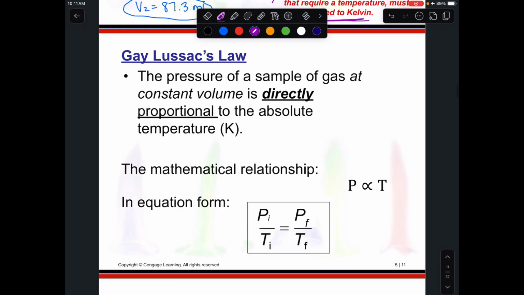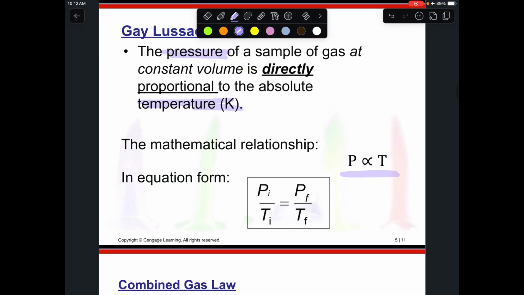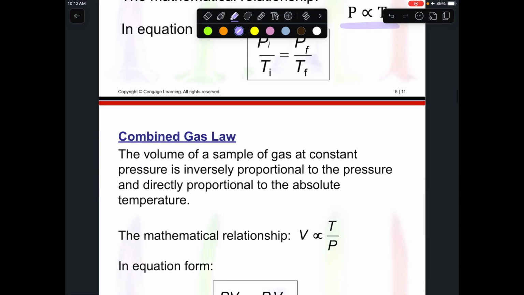All right, and then we're going to look at Gay-Lussac's law, and this is another direct relationship here, and it is a direct relationship between pressure and temperature, again in Kelvin, and we see that relationship expressed here. Our equation here is Pi divided by Ti equals Pf divided by Tf, or P1 divided by T1 equals P2 divided by T2, okay?